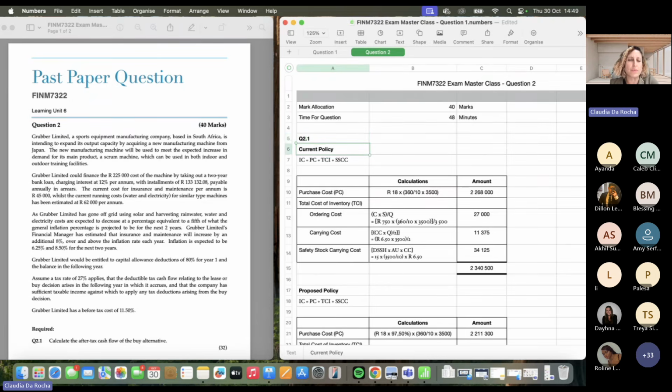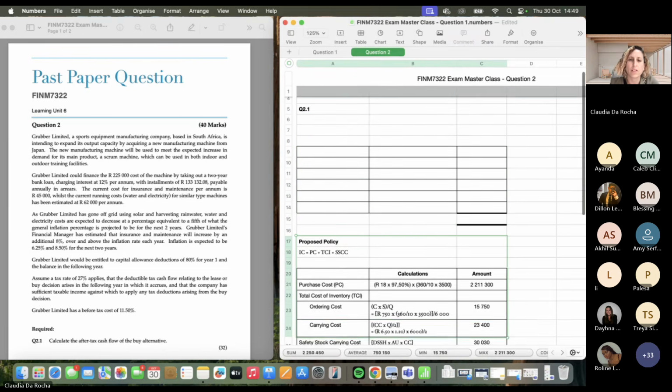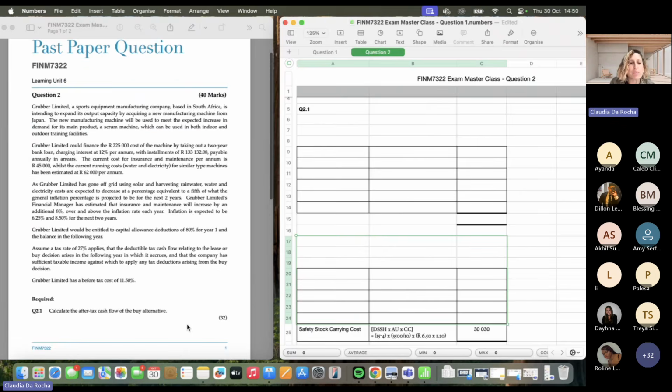And then let's look at the required. Okay, so it says calculate the after-tax cash flow of the buy alternative. So we already know, just from this question, it's leases. Okay, with leases, you can be asked to calculate the cash flow for lease. You can be asked to calculate the cash flow just for the buy. You can be asked to calculate the cash flow for both and to compare. So you need to make sure you understand what's being asked here. It's just the buy alternative. That's it.